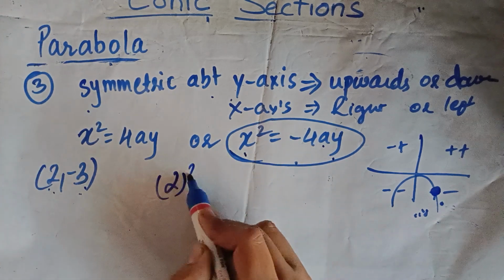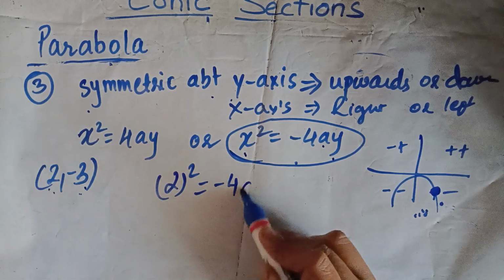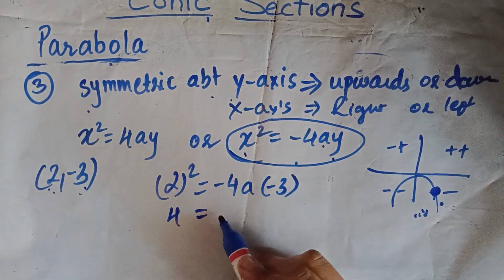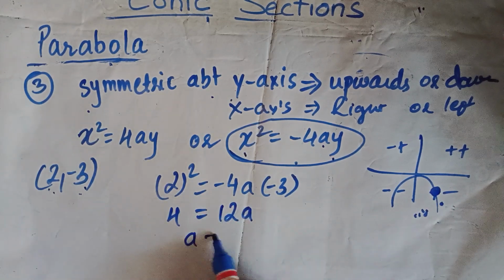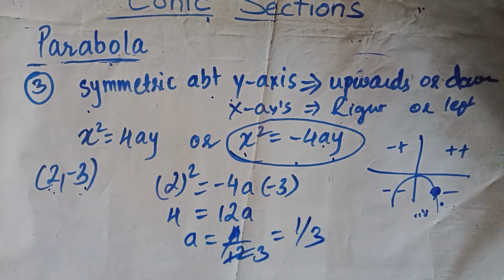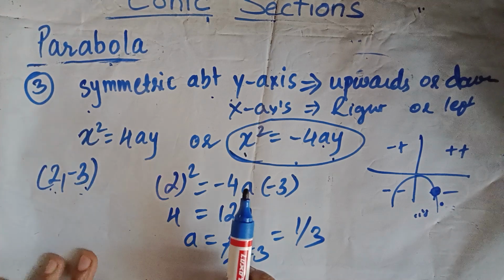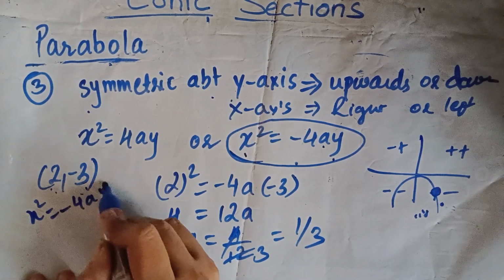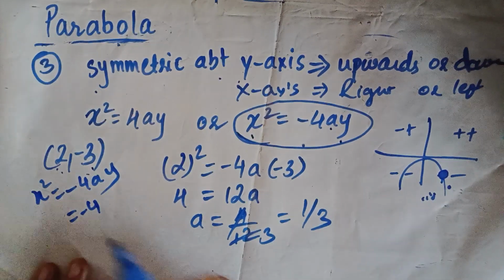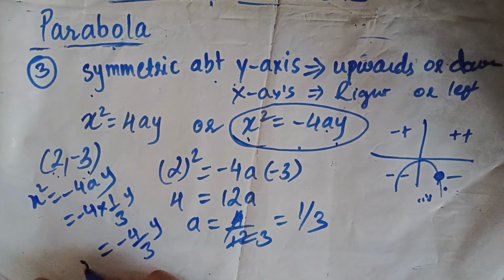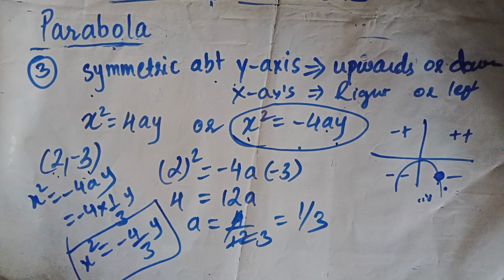So 2 square equals minus 4a into minus 3, so a is 4 by 12, a is 1 by 3. We can use this a to find the equation of the parabola, that is x square equal to minus 4ay. So a is 1 by 3, and the equation is x square equal to minus 4 by 3 y. This is the equation of the parabola.